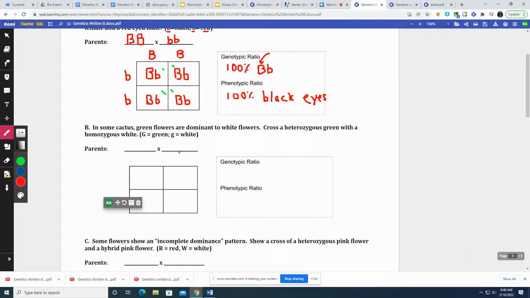In some cacti, green flowers are dominant to white. So green is dominant. Big G for green, little g for white. Cross a heterozygous green. Oh no, I forgot what heterozygous means. Well, you'll be out of luck if you don't know these terms. Good thing for you, I know what heterozygous means. Heterozygous means different. So I need 2 different G's for this cactus. I need a big one, a dominant, and I need a recessive one. Boom, there's a heterozygous green cactus.